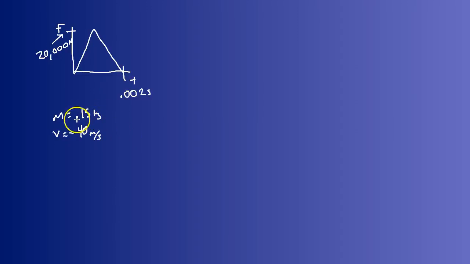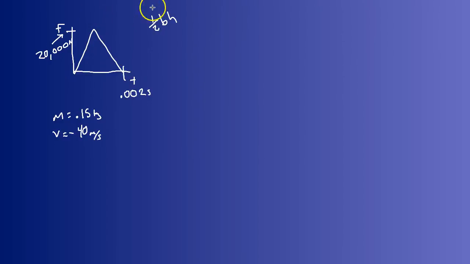So if we have a 0.15 kilogram object, the baseball, going with a velocity of negative 40 meters per second, experiencing a force that maxes out at a positive 20,000 newtons, how fast is the baseball going afterwards? Okay, and so I'm going to ask you to solve for this, and I'm going to give you 2 hints. Remember that impulse can be found by finding the area under the force time curve, and remember that the area of a triangle is 1/2 times base times height.